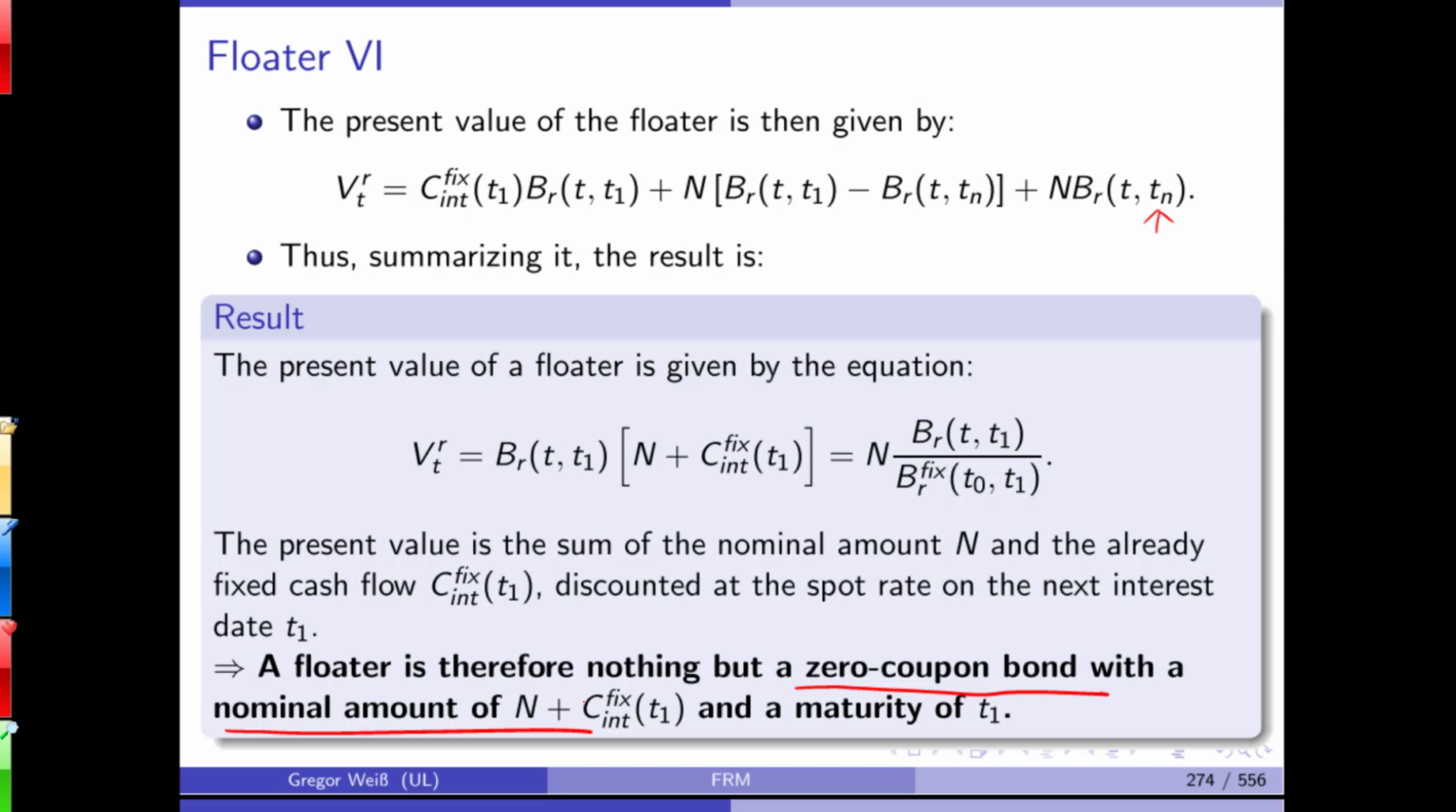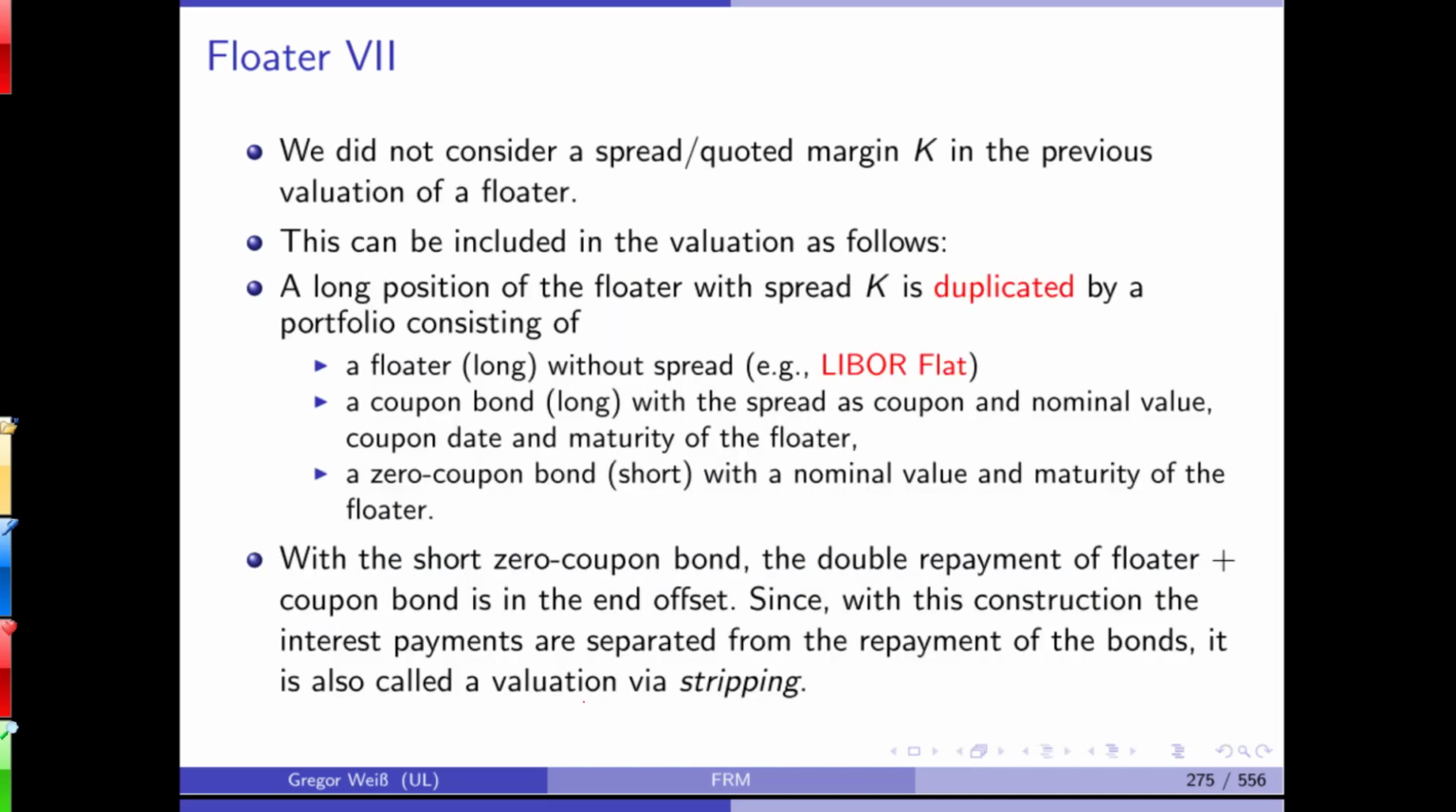The present value formula for the arbitrage-free price of the floater is quite simple. And we don't need to forecast the interest rate levels in 5 years, 10 years, and so on. We only need one. That's all. We didn't consider margin spreads in the previous valuation, but this is quite simple to include here. It can be duplicated. For example, a long position of the floater with spread K can be duplicated by a portfolio consisting of a floater long without spread, a coupon bond long with a spread as a coupon, and a zero coupon bond with a nominal value and maturity of the floater. Think about it at home. It's a very simple concept.